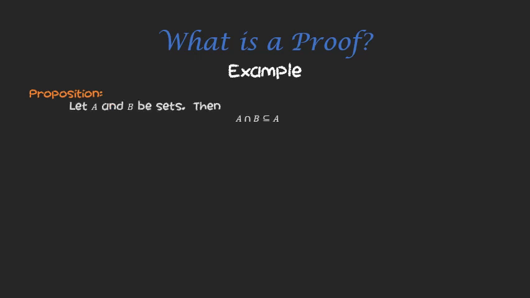So here's our proposition, here's our statement that we want to prove. Let A and B be sets. That's our assumption, assuming A and B are sets. What we want to prove is that the intersection of A and B is a subset of or equal to A.